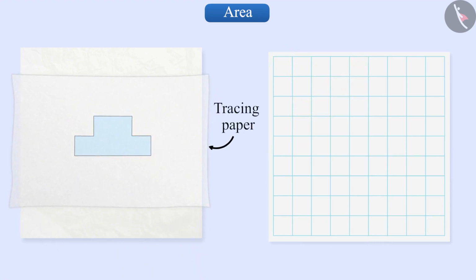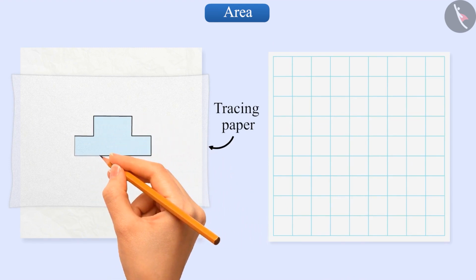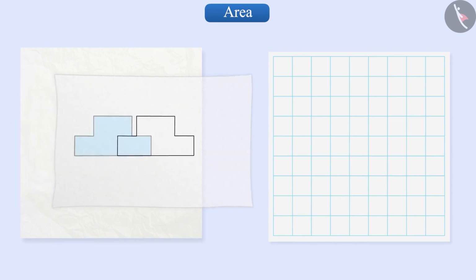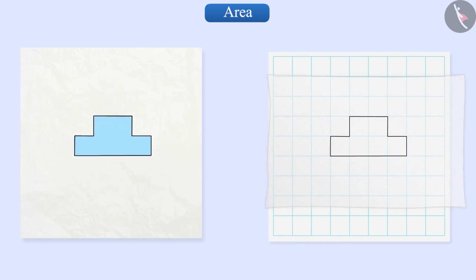We will take a tracing paper and draw the outer boundary of the closed figure shown on it. We will place the tracing paper on the square paper. Now, we will find out how many squares with side 1 centimeter are covering the area of this shape. Here, we see that a total of 6 squares are covering the entire area of this figure.